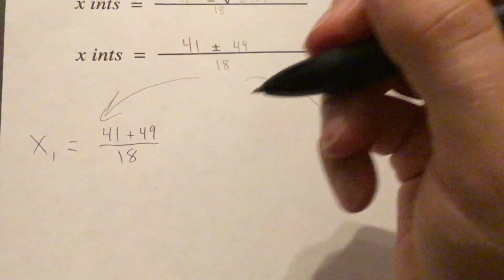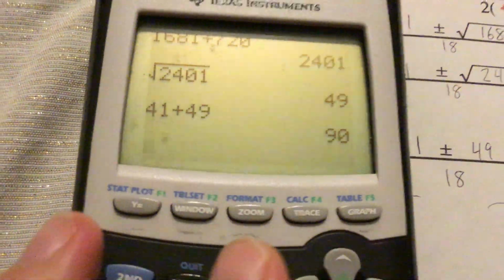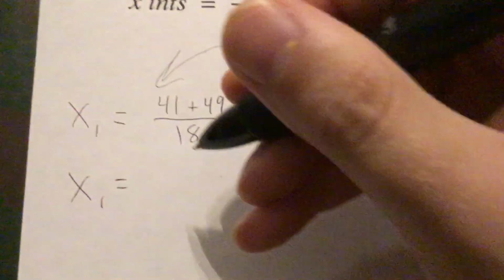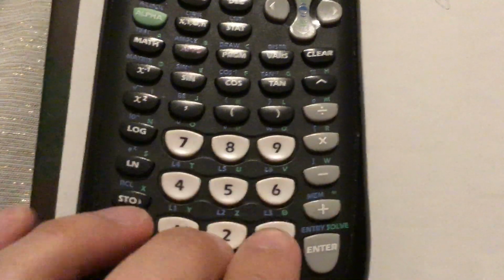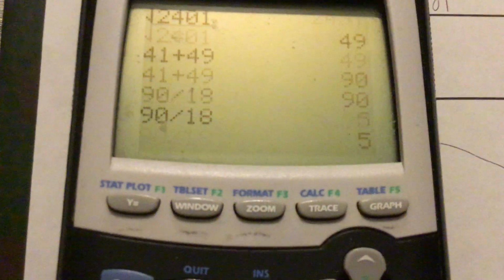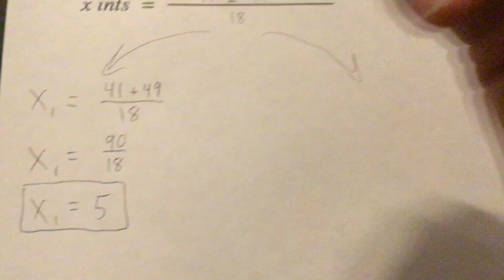Okay? Alrighty. 41 plus 49 is 90. 90 over 18. 90 divided by 18, I think it's 5, but I'm just going to double check with the calculator because even I make mistakes. 90 divided by 18 is positive 5. So one of the solutions is x is equal to 5.